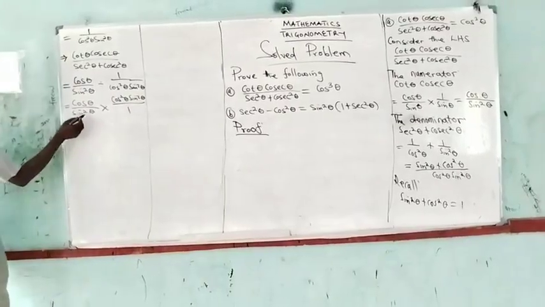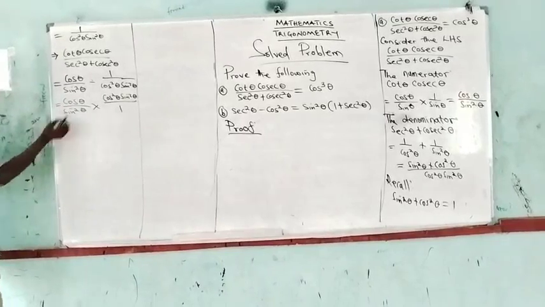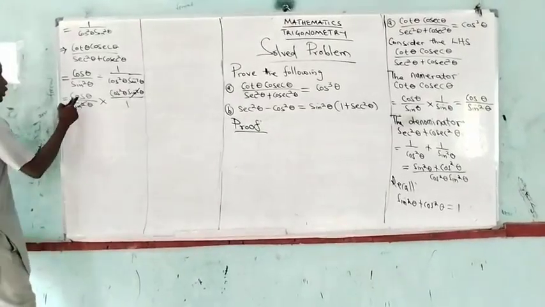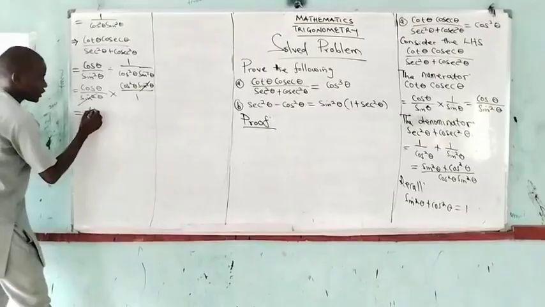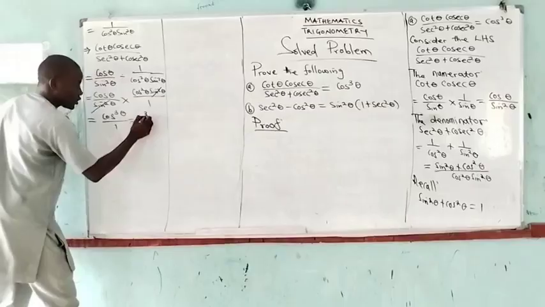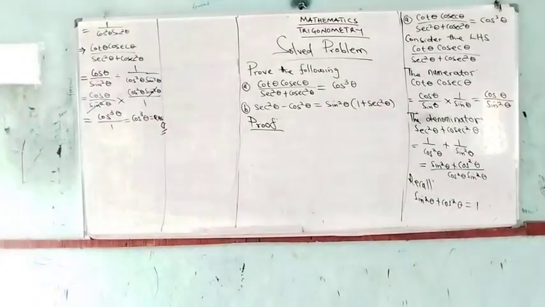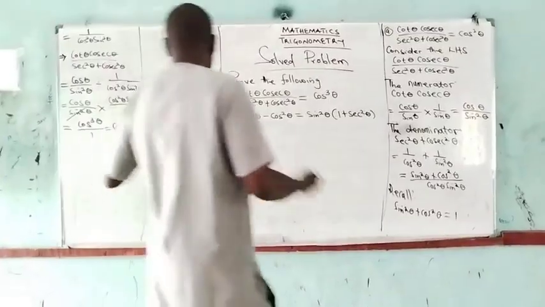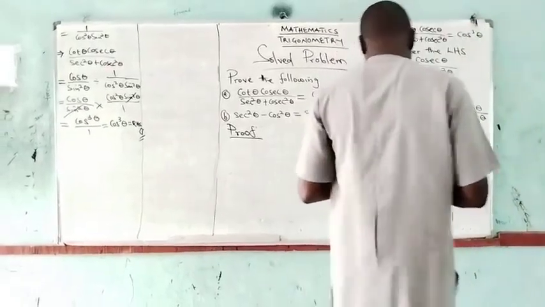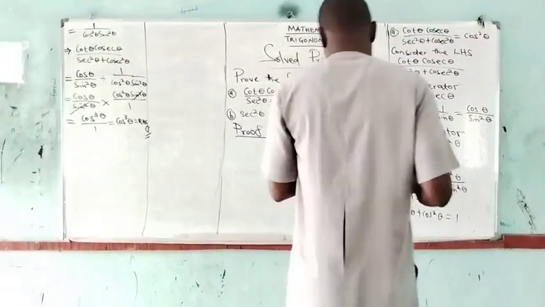So what do you think should happen now, right from here? Can we cancel it from here? It's normal. Sine square, cancel sine square. So this is what? Cos theta times cos square is cos cube theta divided by 1. And this is equal to cos cube theta, which is equal to the right hand side. So here's the proof. You see? When simplifying the left hand side, we arrive at the right hand side. So this one is okay.